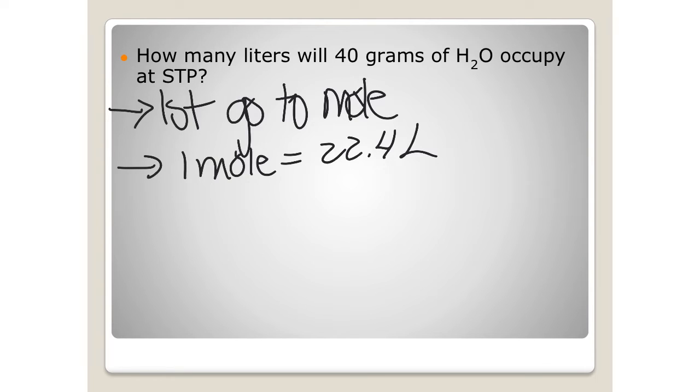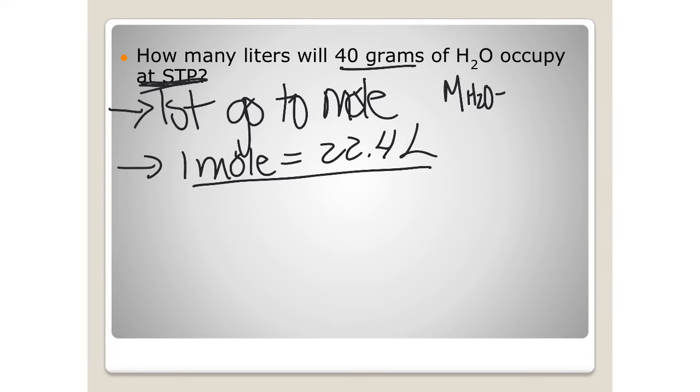So as long as you're at STP, you can use that conversion to go between moles and liters. If you're in grams, you need to first convert to moles. So if you remember, the way that we go to moles from grams is we have to find the molar mass of the substance first. So this will be a good little review for you.